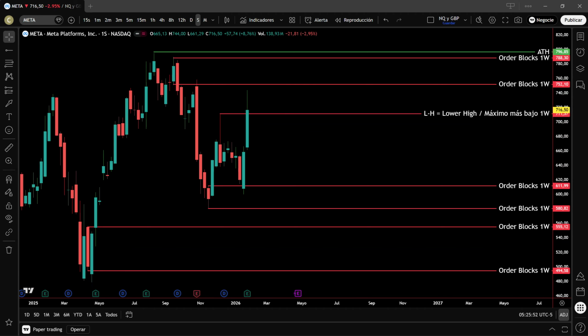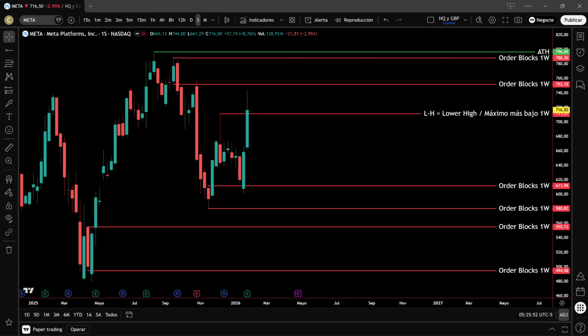Looking at the chart, we identify that the stock is in a corrective consolidation phase after reaching its ATH, or all-time high, at $796.85. A crucial technical detail is the formation of a LH, or lower high, at $716.50, which suggests a pause in the predominant bullish momentum. However, the support structure below is extremely robust.